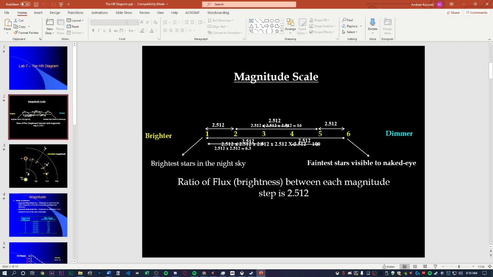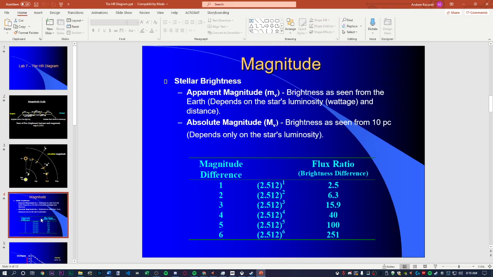Okay, so if you have a difference of 2 or 3, you want to use the scale. It's 2.512 raised to the difference of those magnitudes. So if you have a difference of 1, it's about 2.5. We're just rounding here. If you have a difference of 2, let's say a magnitude 3 compared to a magnitude 1 star, that's 1, 2, 3, a difference of 2. This is a difference of 6.3 in the brightness. Okay, so this is the flux here.